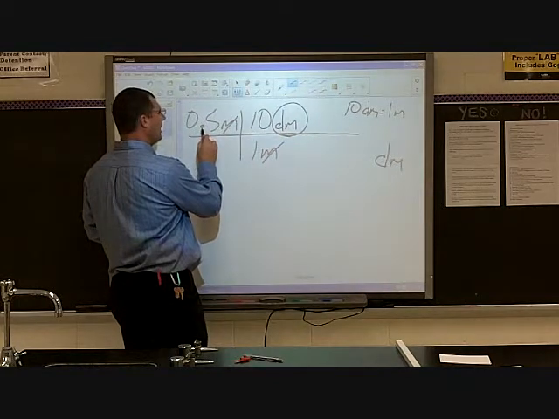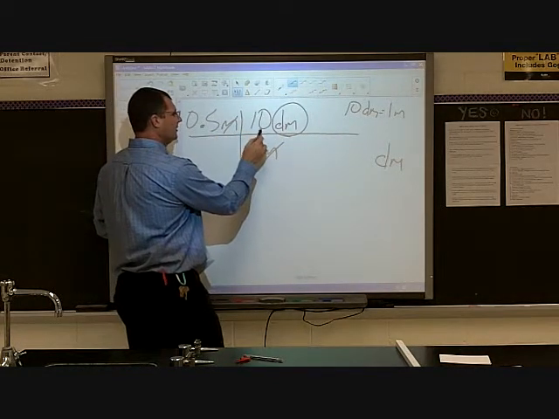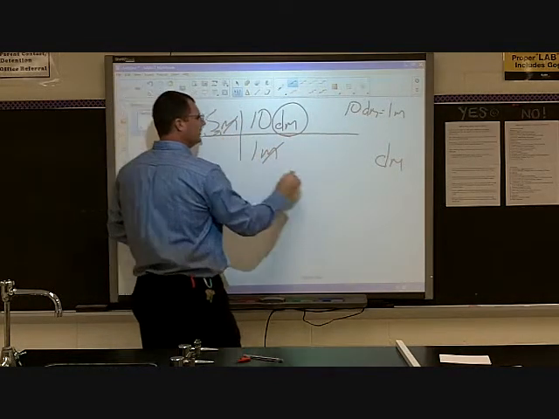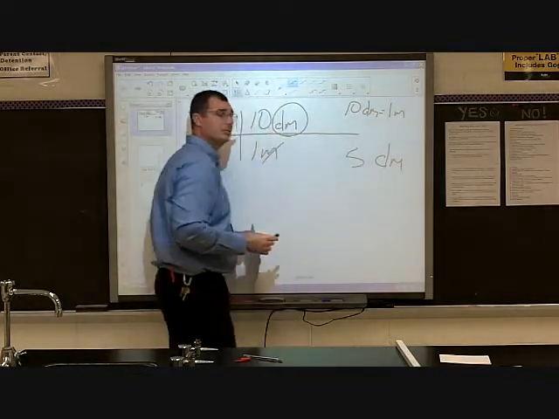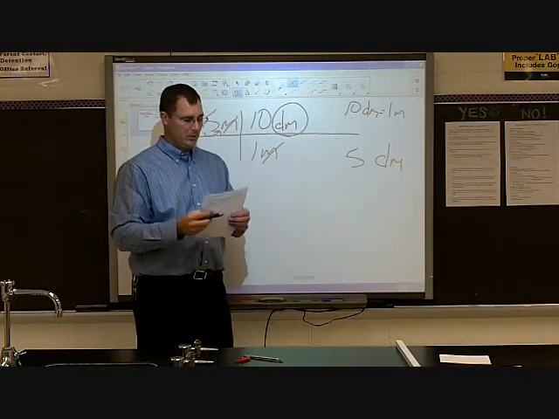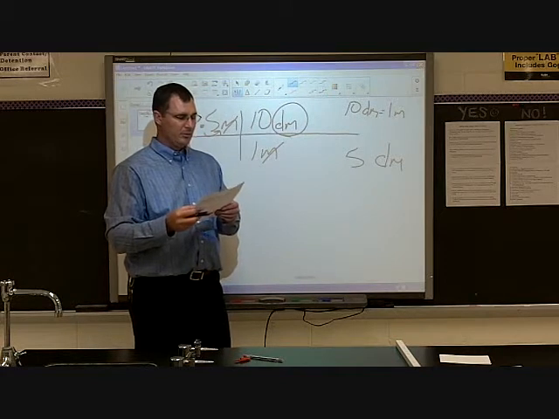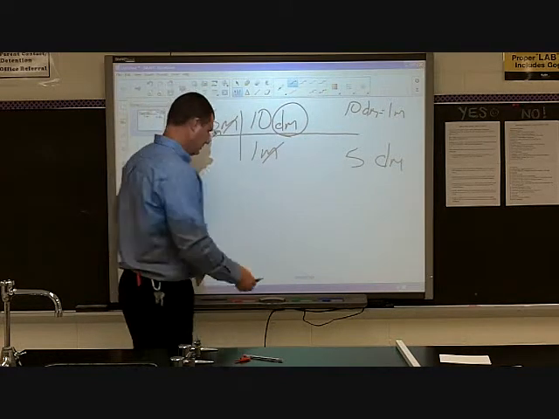So 0.5 times 10 would equal 5 decimeters. Okay, let's go to the next one. The next one wants us to convert meters to centimeters.